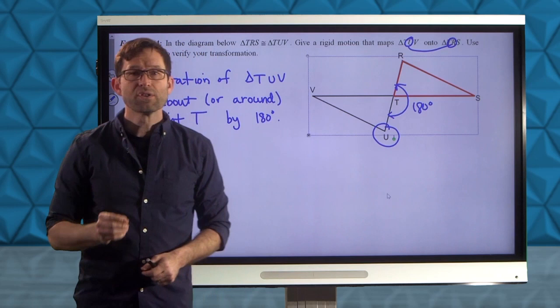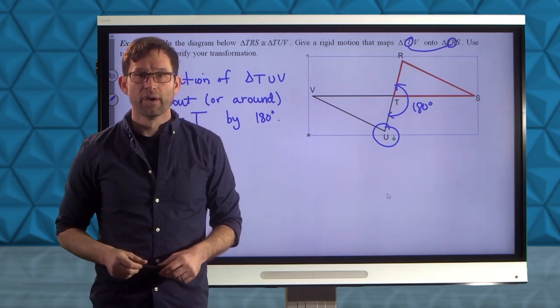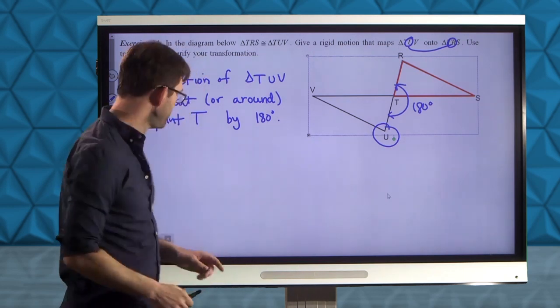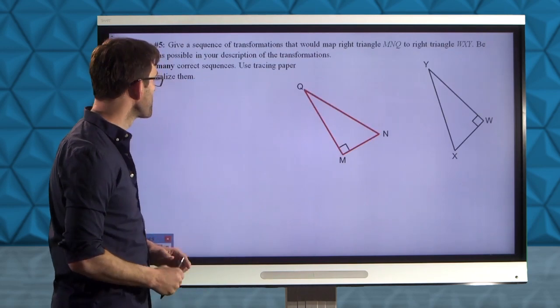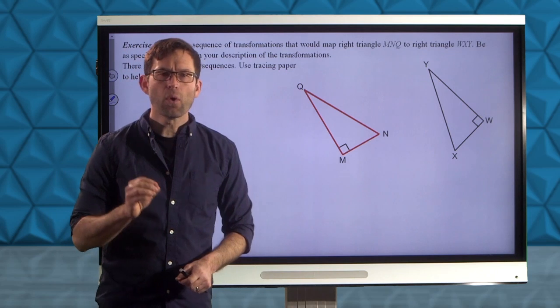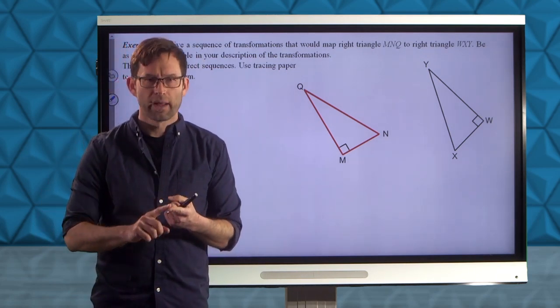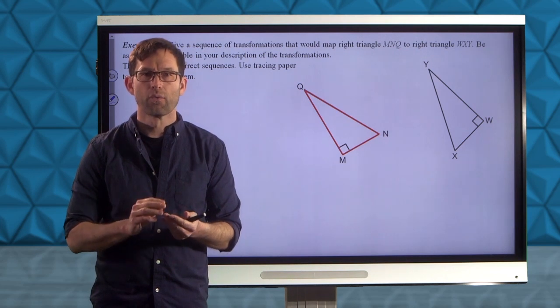Right? So we know it's a rotation, and we know it's by 180 degrees. All right, let's keep playing around with this. Okay. Now, when there's only one rigid body motion, and keep in mind those are translations, reflections, and rotations.